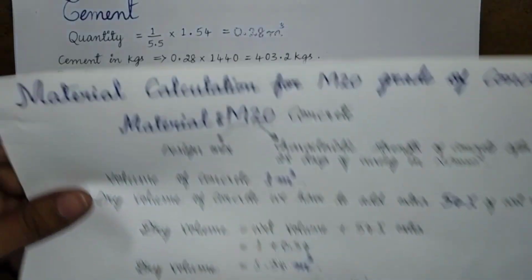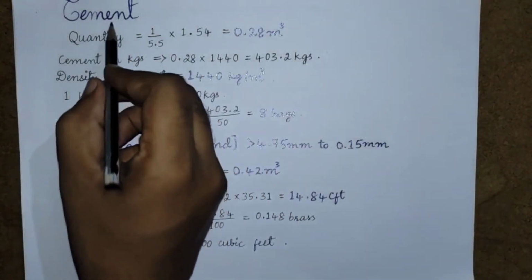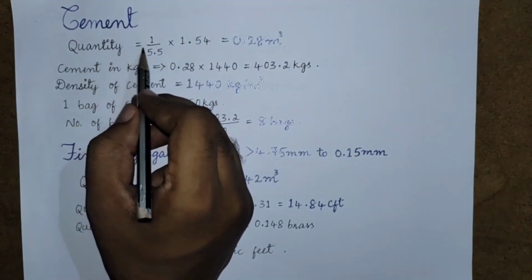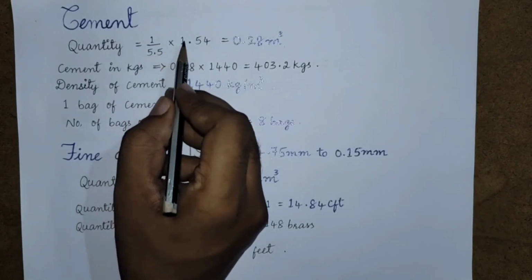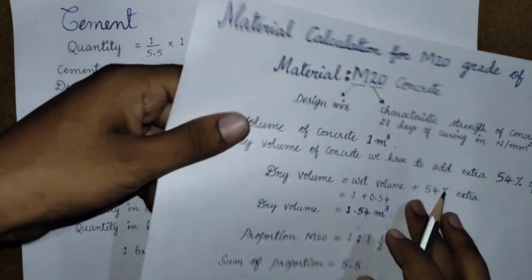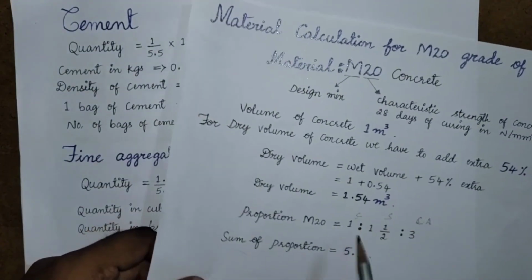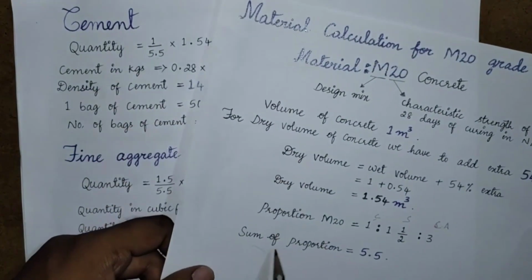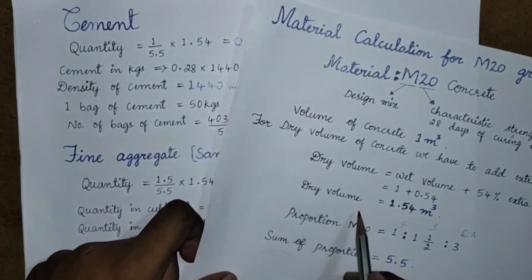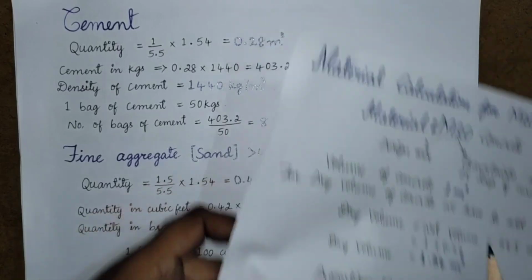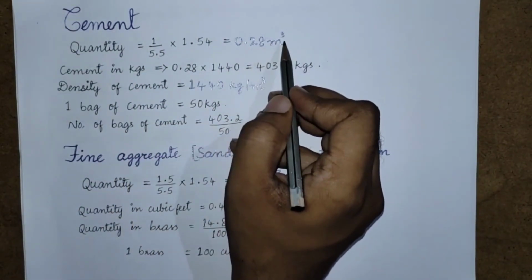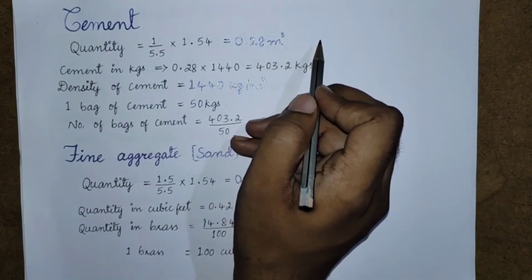Now we will move towards the cement calculation. In the cement calculation, quantity is equal to 1 divided by 5.5 multiplied by 1.54. What is 1? 1 is taken from the mix proportion, and 5.5 is the sum of proportion. Then 1.54 is the dry volume. Multiplying these, we get 0.28 meter cube of cement.